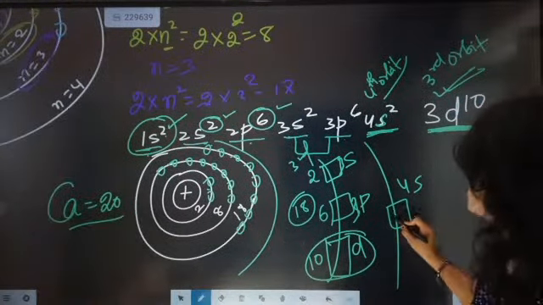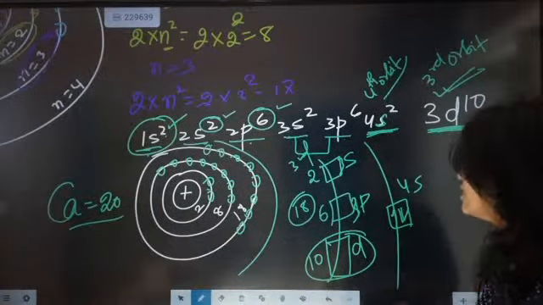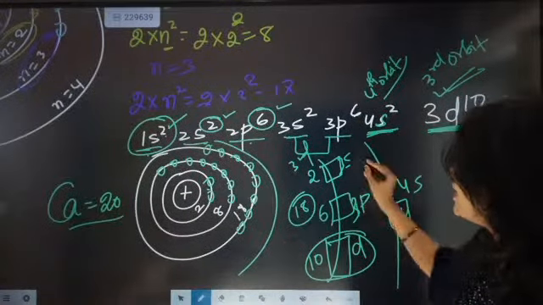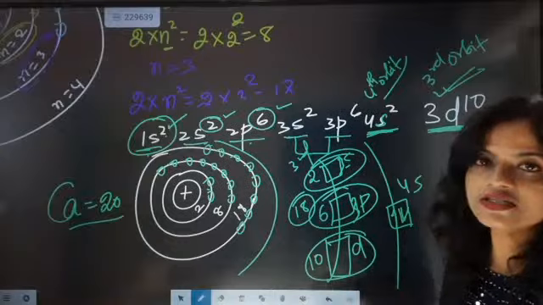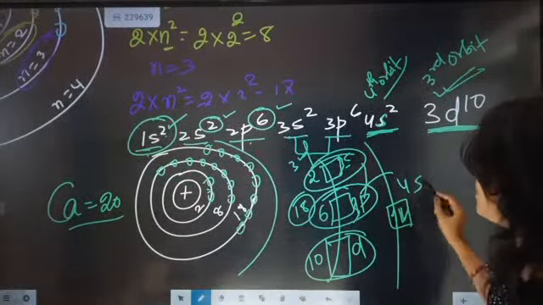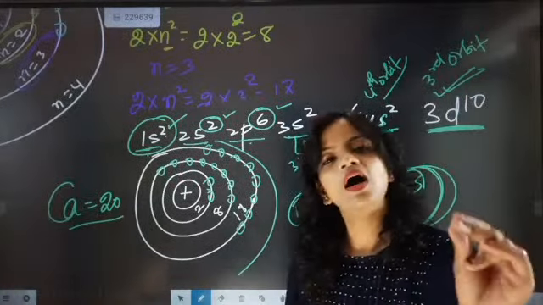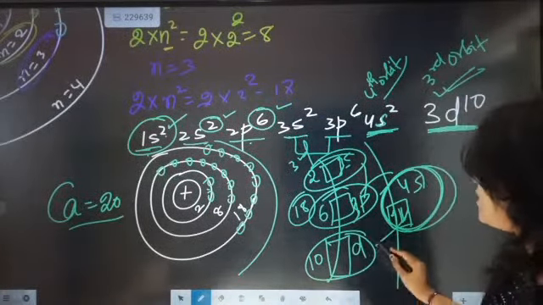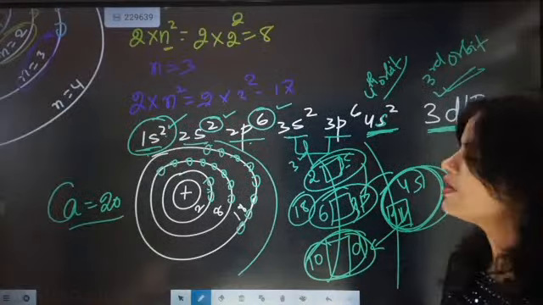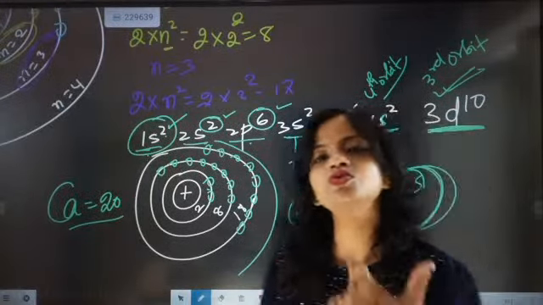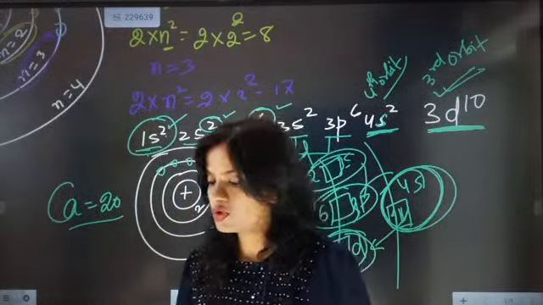So what we are doing? We are filling first 2 electrons here. After filling this 2 and 6, we are jumping to the outer orbit and filling this 2 electrons. And after filling these 2 electrons, again we are jumping inside and filling these 10 electrons. Now I hope you might have understood. That's why it is 2, 8, 8, 2.